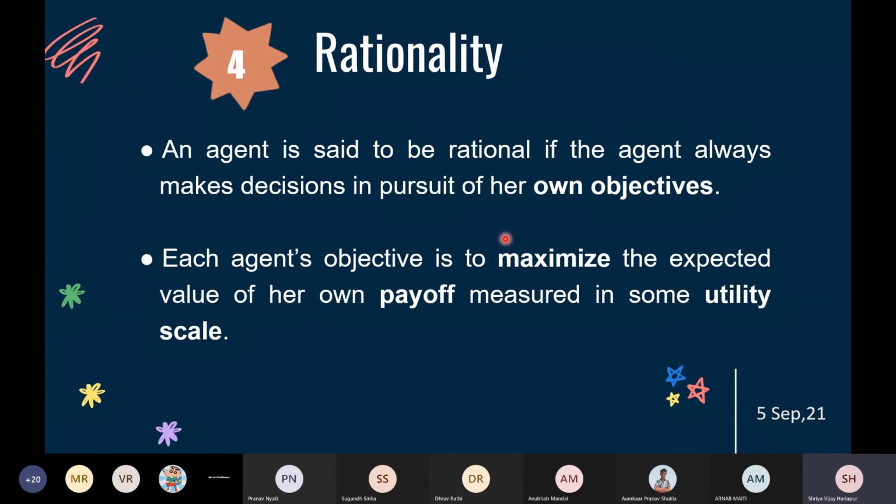Everyone wants to maximize their own benefit, which means everyone wants to maximize the expected value. Obviously, we're not able to predict the exact outcome of the game, so we just use expected values. So everyone wants to maximize this expected value of their own payoff or their utility that we've looked at before, measured in some utility scale. The utility scale will be defined in the problem as we come to it later. So rationality is basically everyone wants to do the thing that's best for them and them only. They don't care about whether or not that decision will positively or negatively affect the other players in the game.